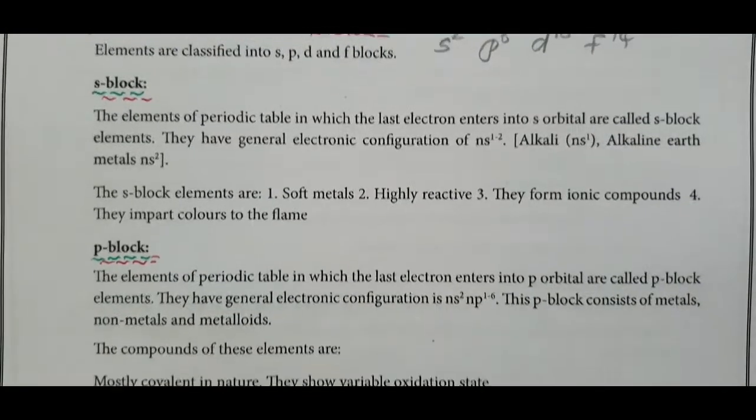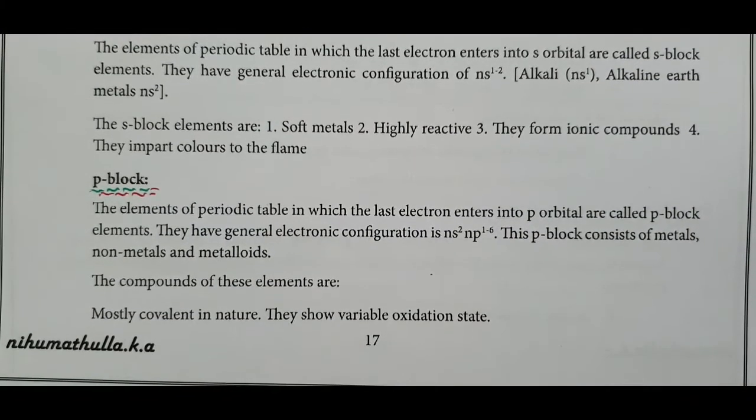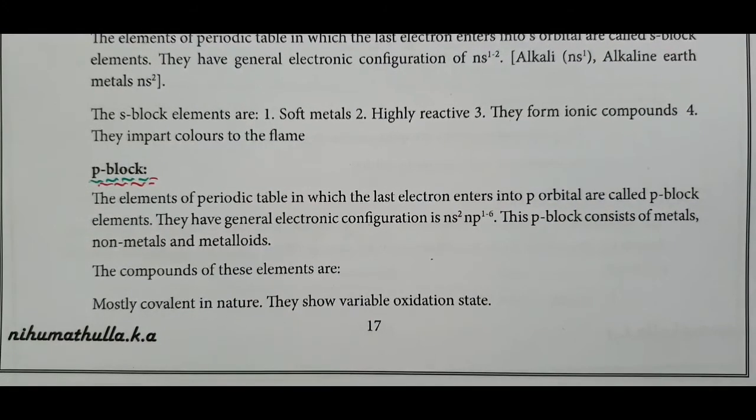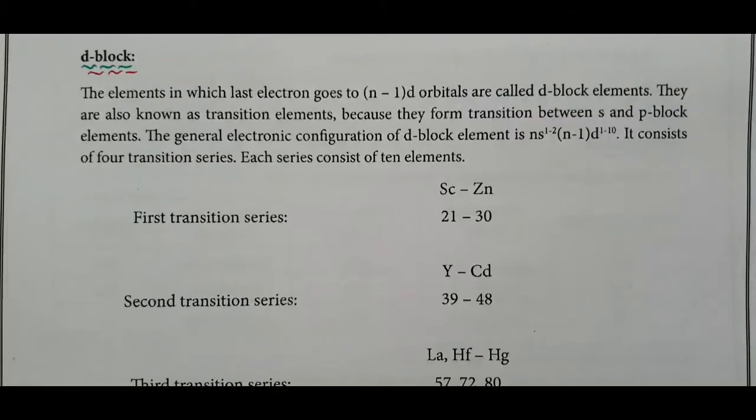Come to the second block, the p block elements. The elements of the periodic table in which the last electron enters the p orbitals are called p block elements. They have the general electronic configuration ns2 np1 to 6. This p block consists of metals, non-metals, and metalloids. They are present on the right side of the periodic table. The compounds of these elements are mostly covalent in nature. They show variable oxidation states.